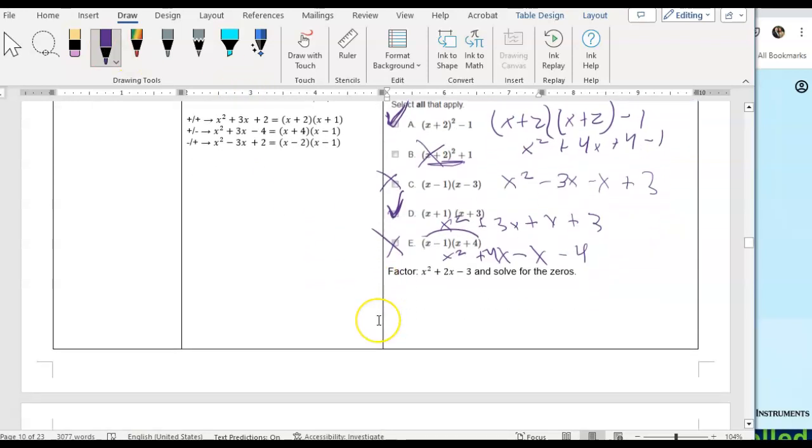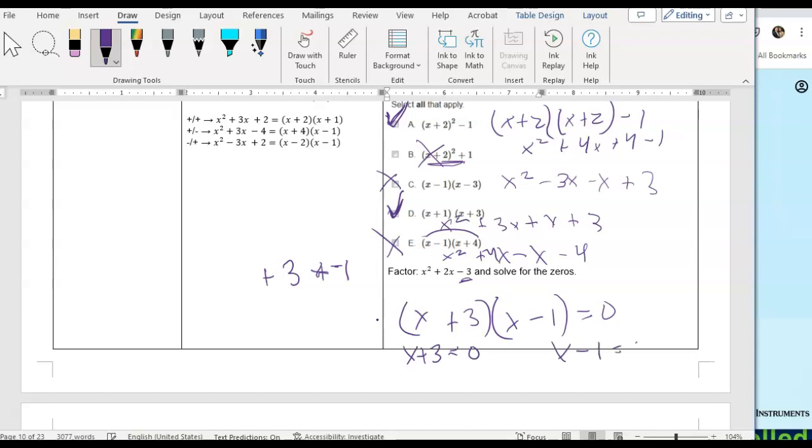Down below it says factor and solve for the 0. So I need to think about what two numbers multiply to give me negative 3, but add to give me 2. 3 is a prime number, so it's going to be 3 times 1. And I want it to be a positive 2, so it'll be positive 3 and negative 1. This will be x plus 3 times x minus 1. And then solving for the zeros means that I set each factor to 0 and solve for x. So x can equal negative 3 or x can equal 1.